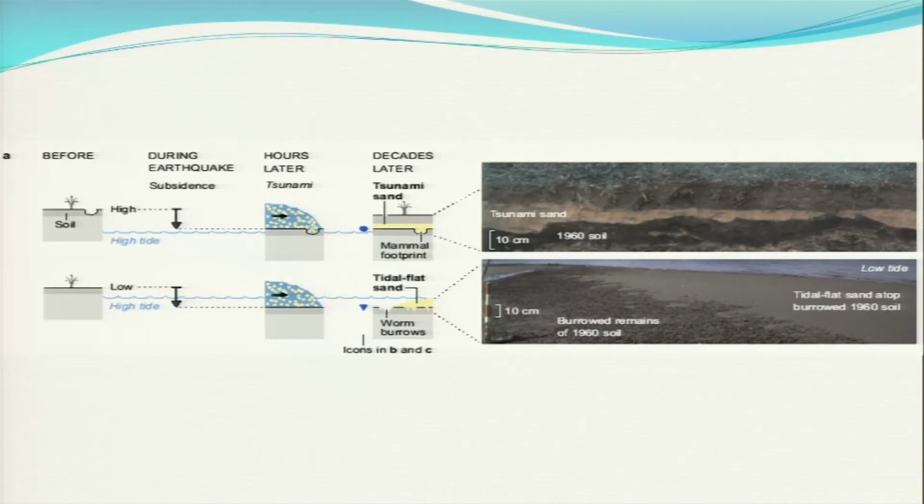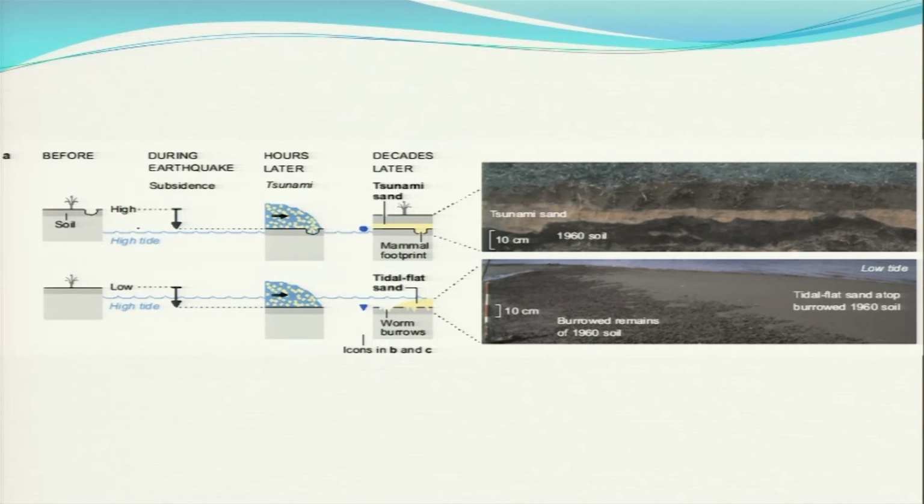So, what we found was that there was a very clear-cut demarcation, a sharp contact, between the blackish soil which was available on the surface at the time in 1960, and then there was a deposition of the tsunami wave, tsunami sand, during the 1960 event.